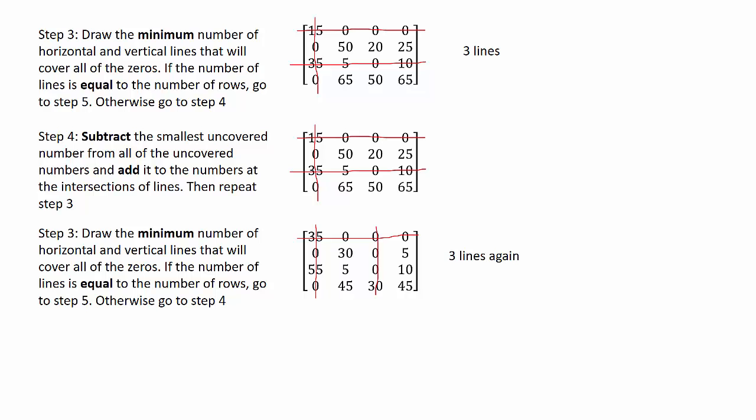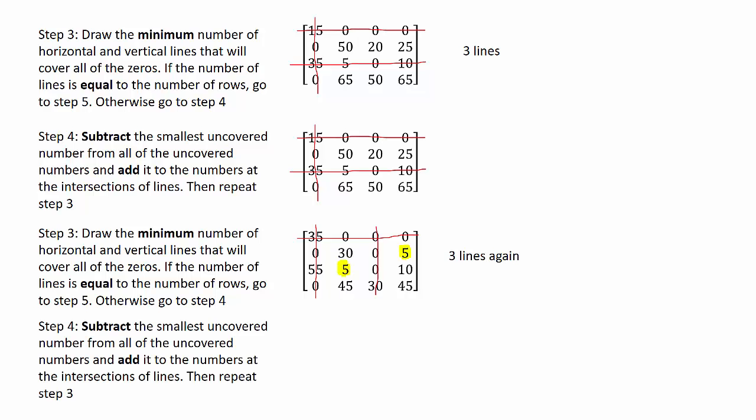I need to look for the smallest uncovered number. It's 5. So I'm going to subtract 5 from all of the uncovered numbers and I'm going to add it to the numbers at the intersections. So you can see I've done that. I added 5 to 35 and I got 40, and I added 5 to the 0 that was under the intersection, and now I've got 5 there.